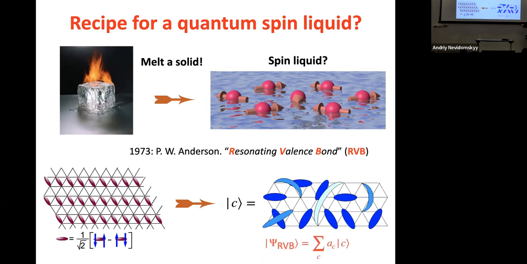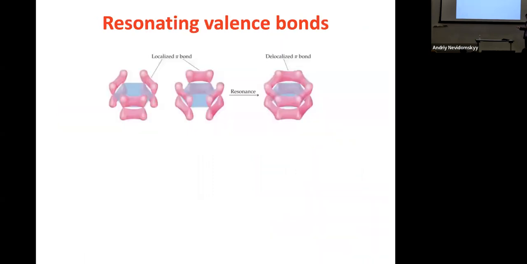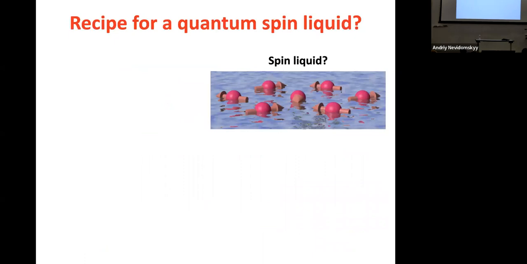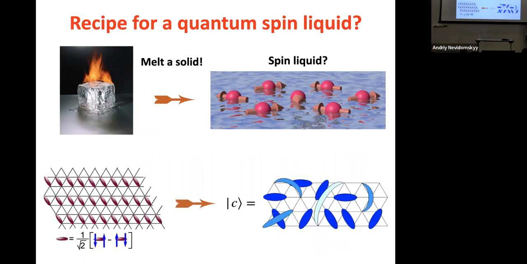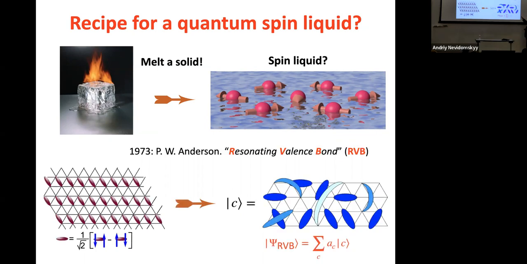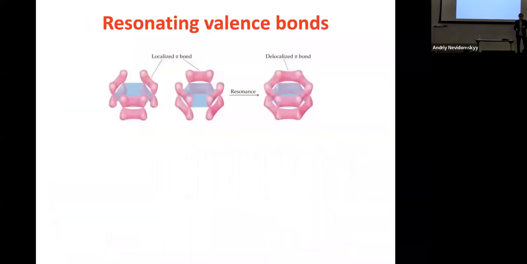I just drew one configuration. But of course, what you should do is to take, in a quantum mechanical sense, a linear superposition of all such possibilities. And this idea was first suggested by P.W. Anderson, who called it a resonating valence bond. Now, that name, RVB for short, comes from what you probably know from basic chemistry.